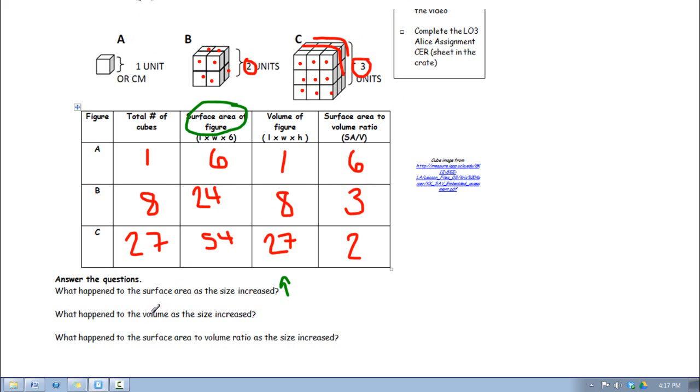What happens to the volume? As we get bigger, we can hold more stuff. Volume is talking about how much stuff can be held. And if you look in here, the volume, as we go down, is also getting bigger.